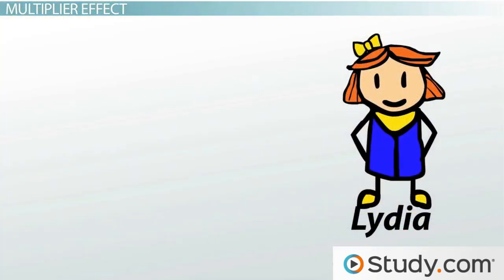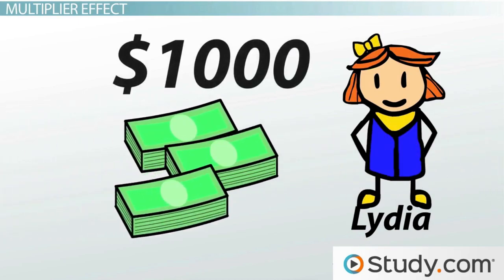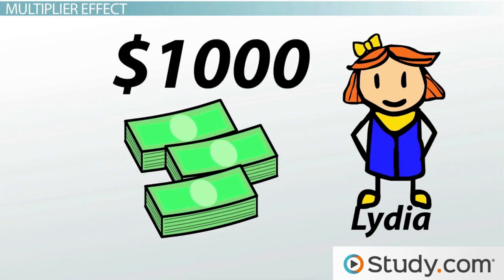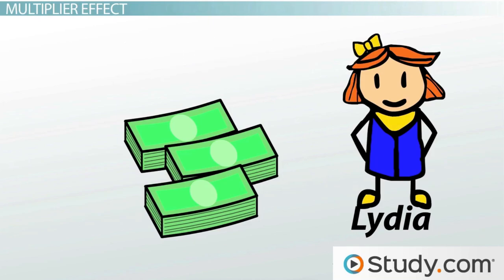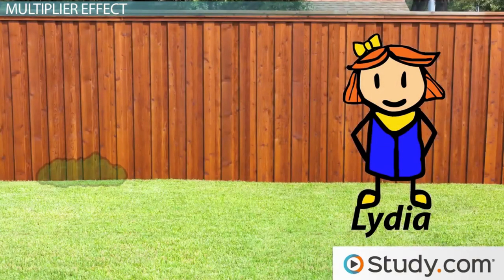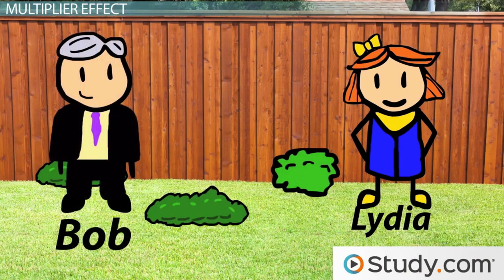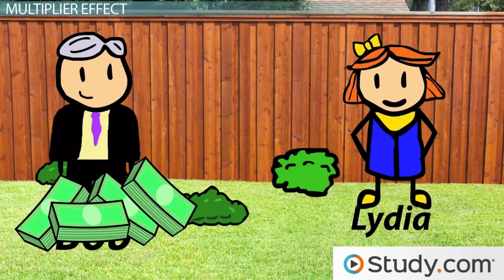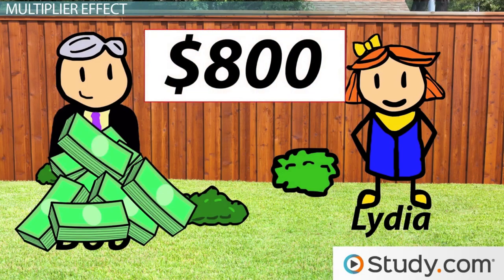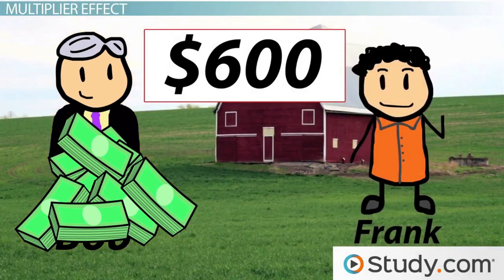Lydia's factory has a great year, and as a result, she earns an additional $1,000 of income. Lydia, very eager to satisfy her own needs and wants, spends $800 of it on new landscaping for her yard. Well, since Bob's in the landscaping business, that means that Bob earns an additional $800. Since Bob also has needs and wants, he spends $600 of that $800 at Frank's farm store.